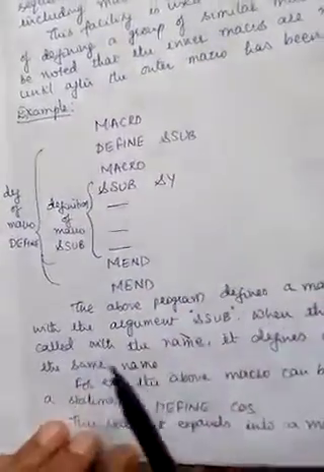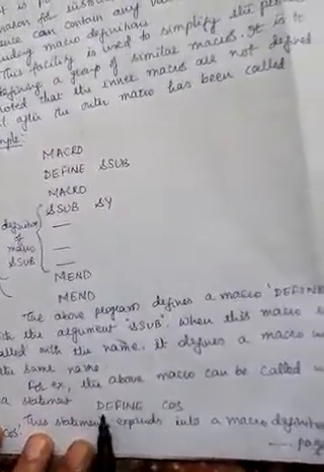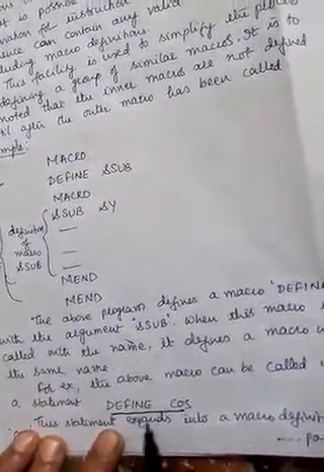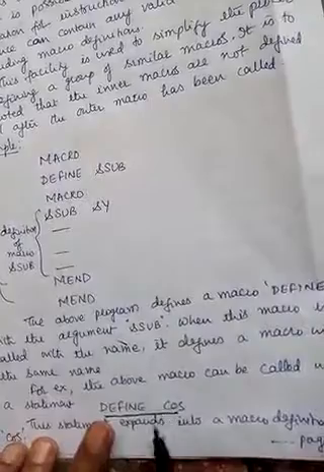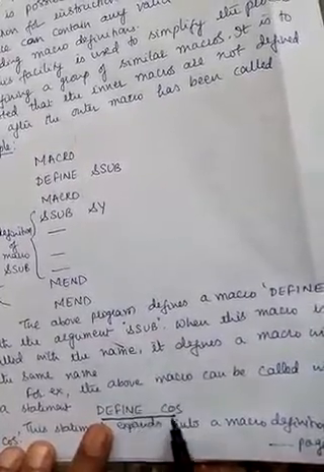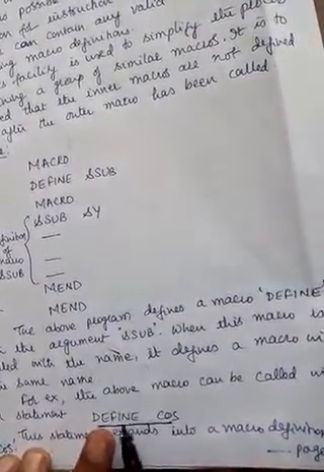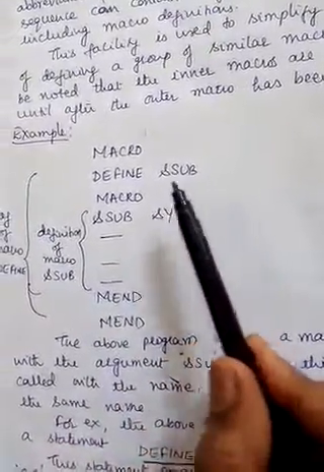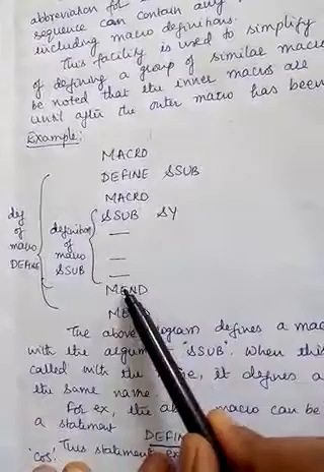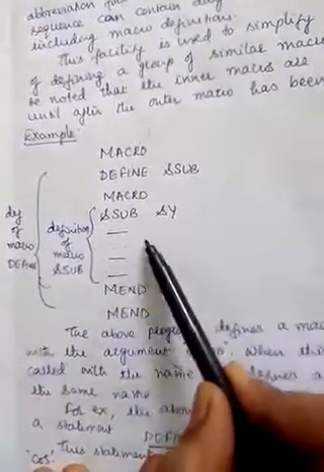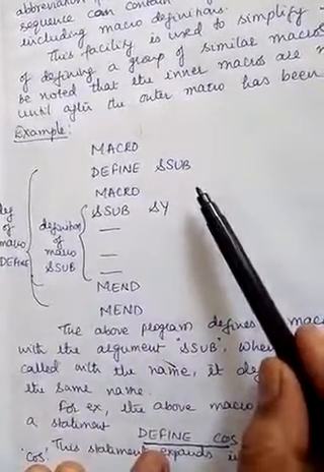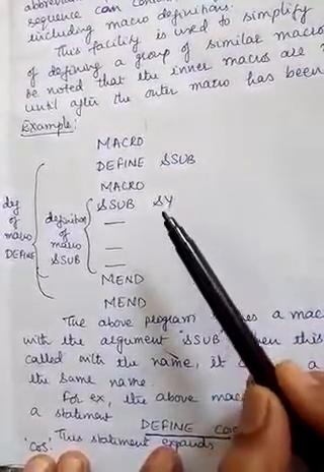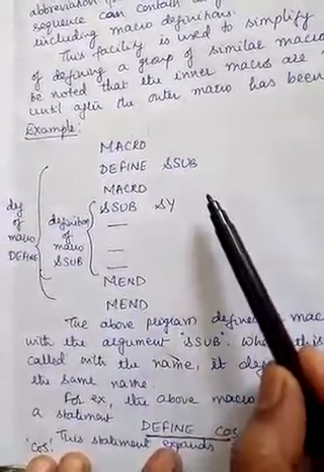So now, for example, I have written here define cos. Define is the name of the macro and cos is the variable. So when I call define cos, then only the macro named sub, that is cos, will be defined. So the advantage of this facility is it simplifies the procedure to define many similar macros.